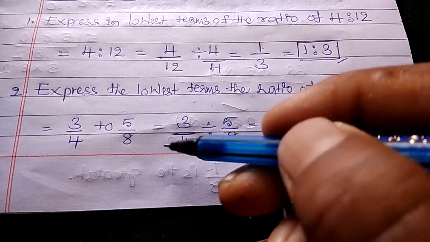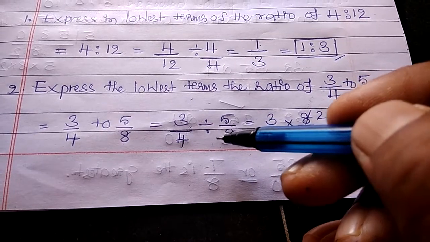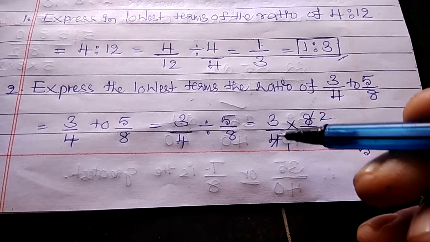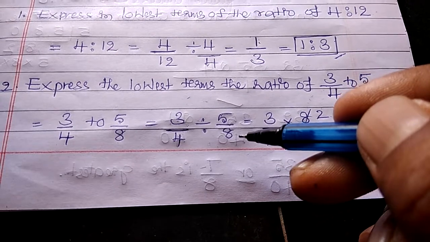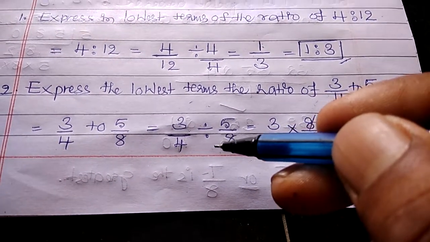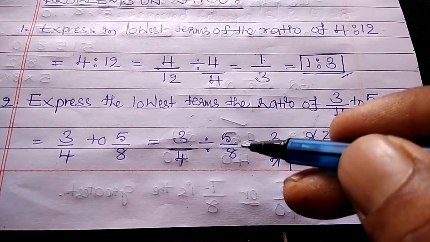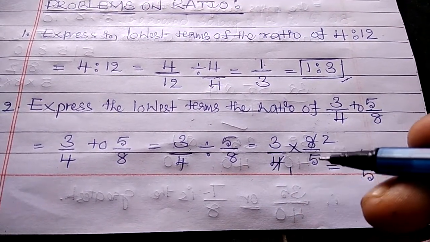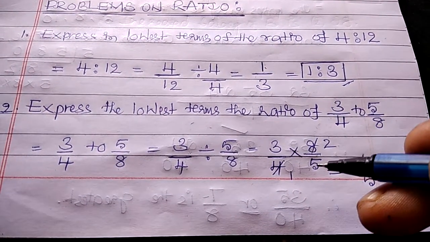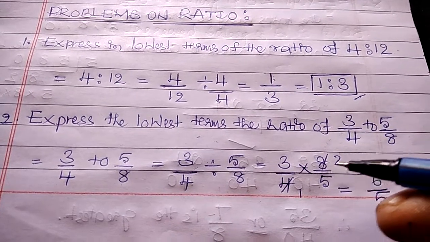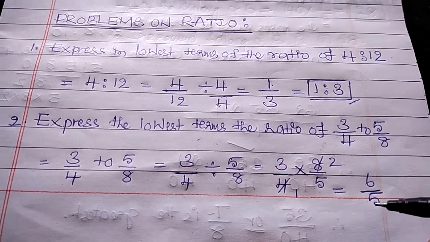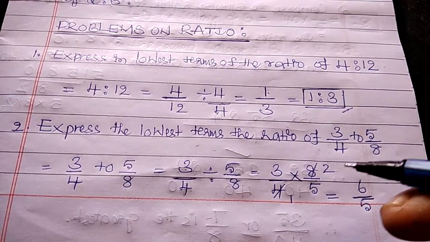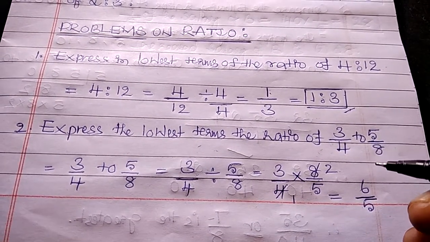3/4 to 5/8 is equal to 3/4 divided by 5/8, which is equal to 3/4 into, so when divided becomes a multiplication, so 5/8 becomes 8/5. So the numerator becomes the denominator, the denominator becomes the numerator. So 4 ones are 4, 4 twos are 8, which is equal to 3 twos are 6/5. So this is the lowest term of the given ratio of 3/4 to 5/8. So this is also another simple problem.